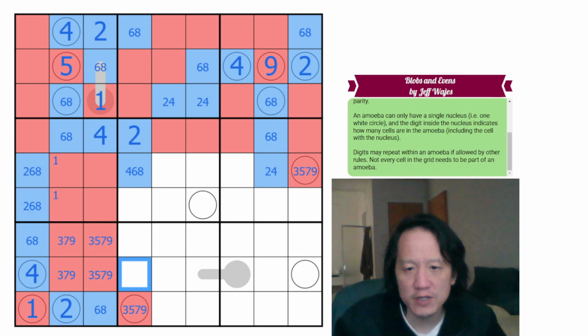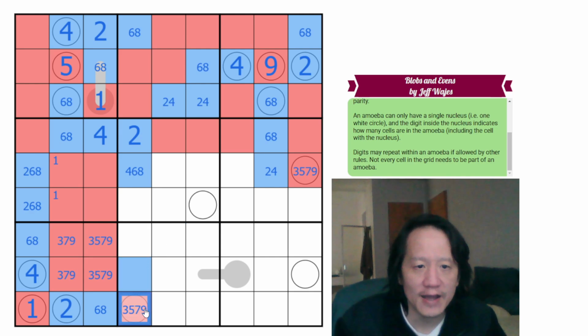Therefore, this must be even. Since this is even now, we have 4 evens in column 4. So the rest of the cells cannot be even. Therefore, this must be odd. This must continue out this way.